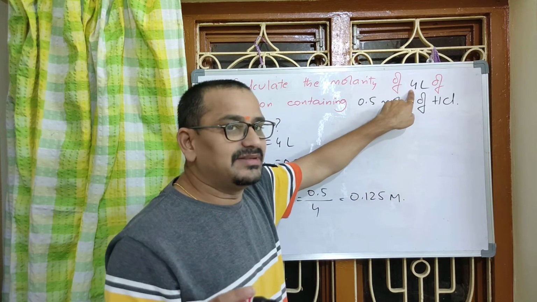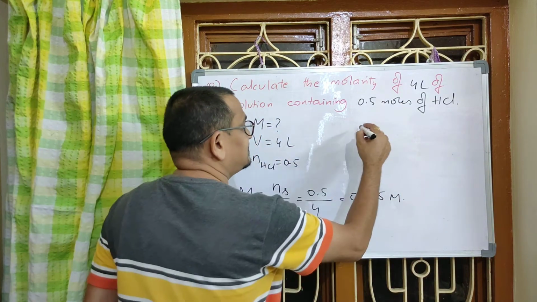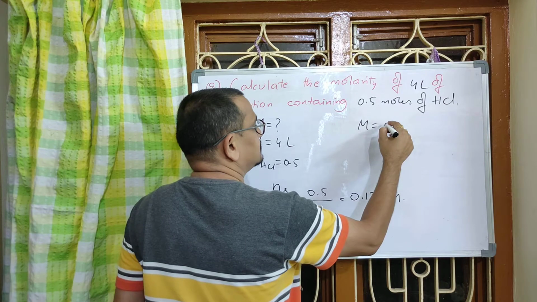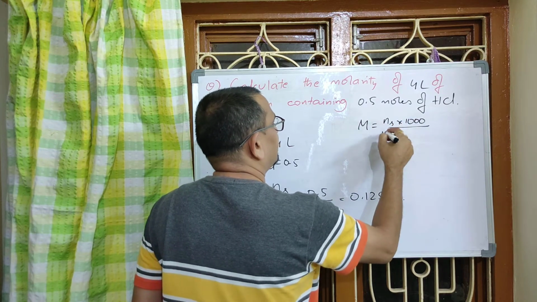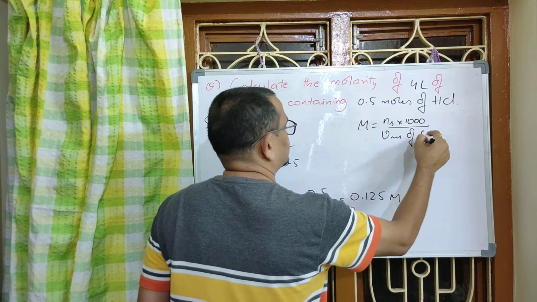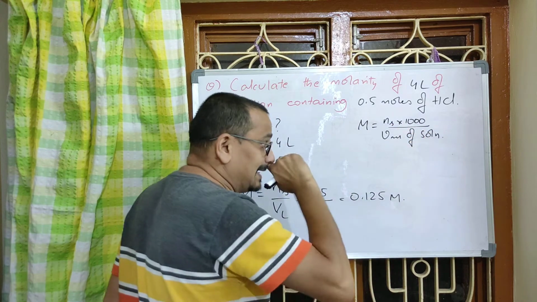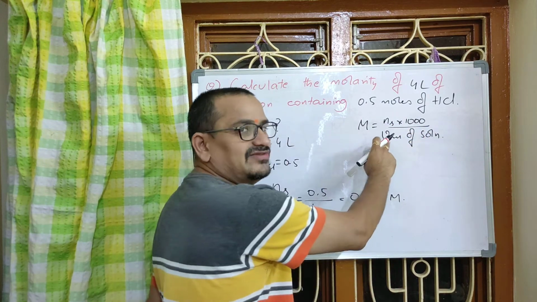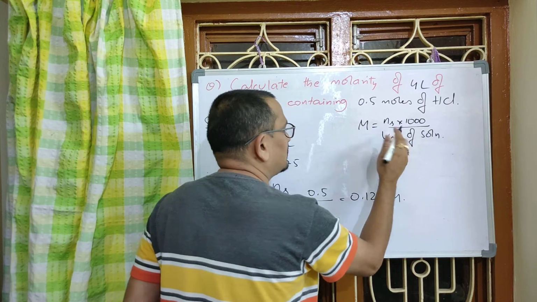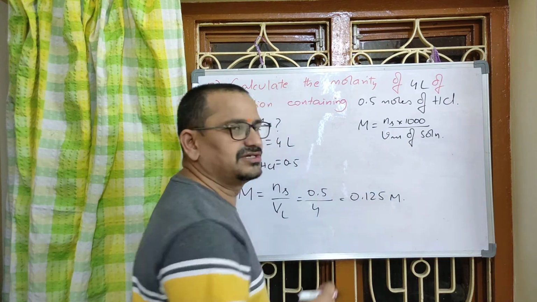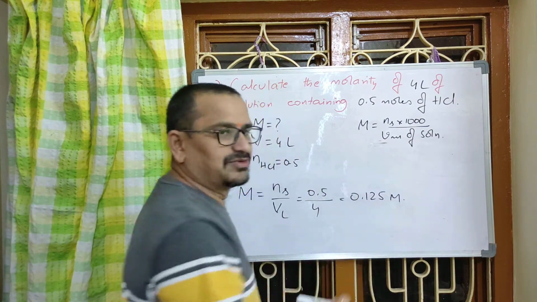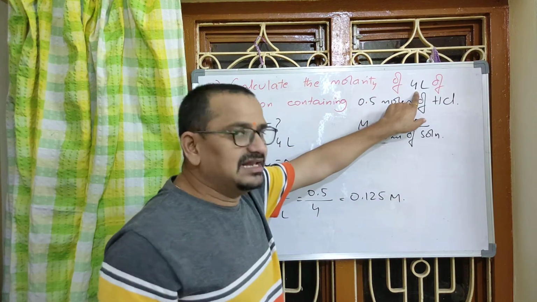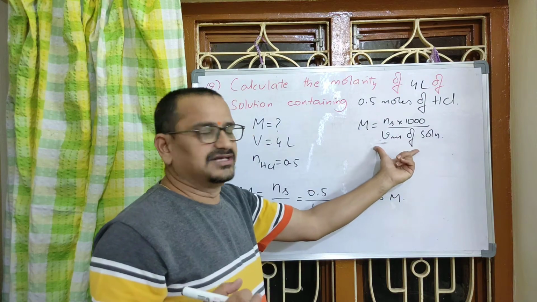When volume is given in milliliters, what's the formula I said? Molarity equals number of moles of solute into 1000 by V ml of solution. As volume is in milliliters, I am using a small v here. Have you noticed? This is small v. Some notation you have to follow. You can take small v also like this. Okay? It's up to you. When volume is given in milliliters, instead we have to use the relation.